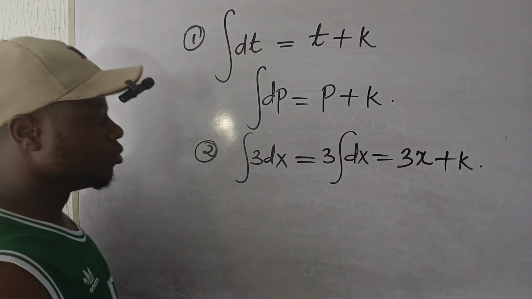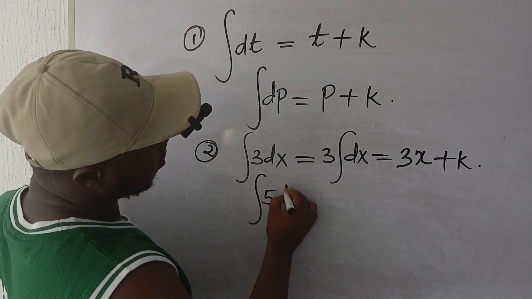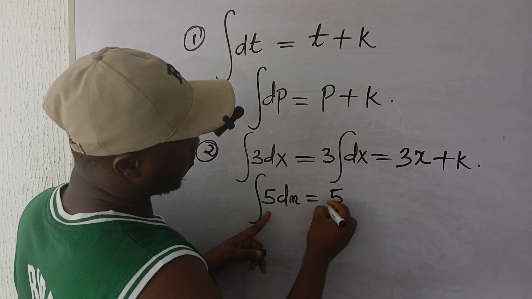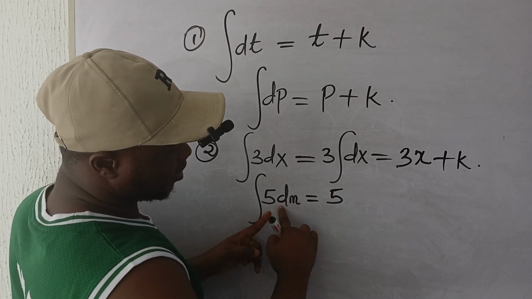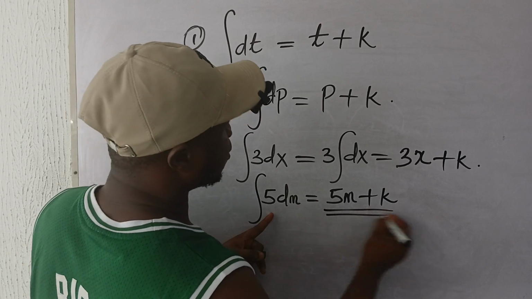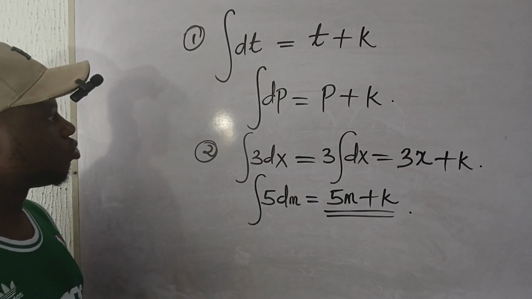So if somebody asks you to integrate 5 dm, what are you going to do? Put your 5, look at your 5, integrate this dm, you are going to have m plus a constant of integration. Take note of that. That is number 2.